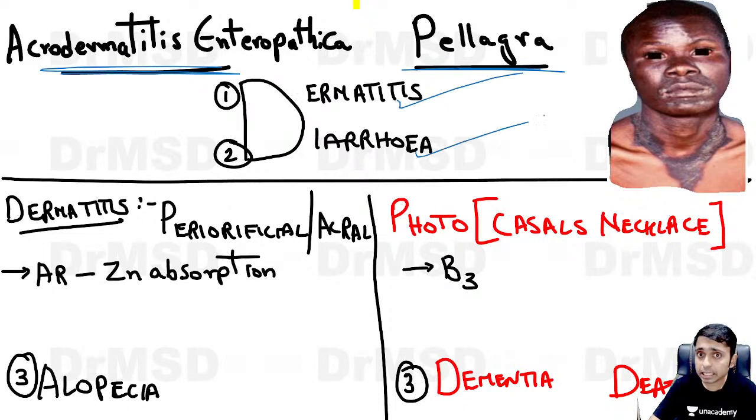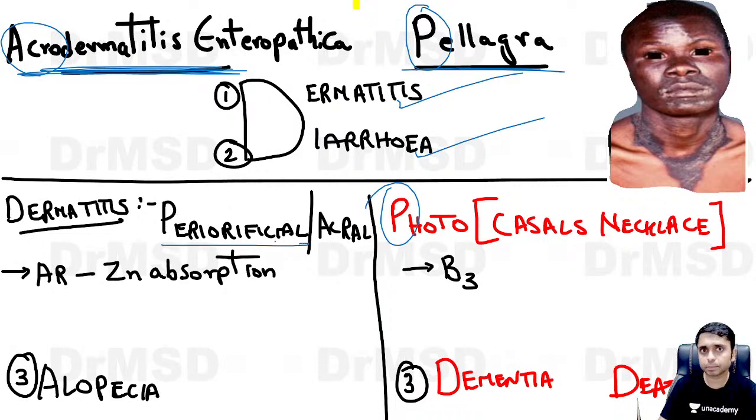That is, dermatitis and diarrhea are common, but the type of dermatitis in the case of pellagra is photodermatitis. That is, photo-exposed areas will show eczematous changes, whereas acrodermatitis enteropathica will show eczematous changes over acral and periorificial areas. And acrodermatitis enteropathica is due to a defect in zinc absorption. And the third component of acrodermatitis enteropathica is loss of scalp hair, that is alopecia.